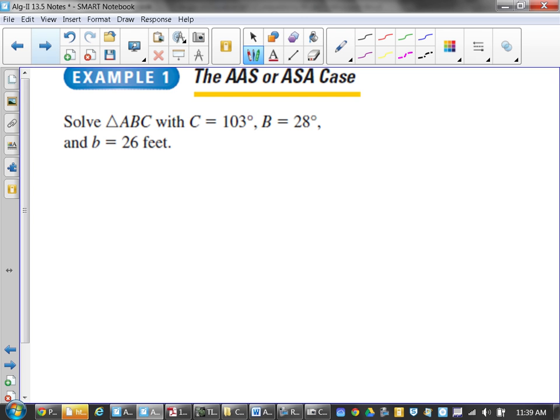So when you get a problem like this, the first thing you want to do is just draw your picture. Just get a rough sketch. It does not have to be perfect. We're not Picassos. And we're given that information.